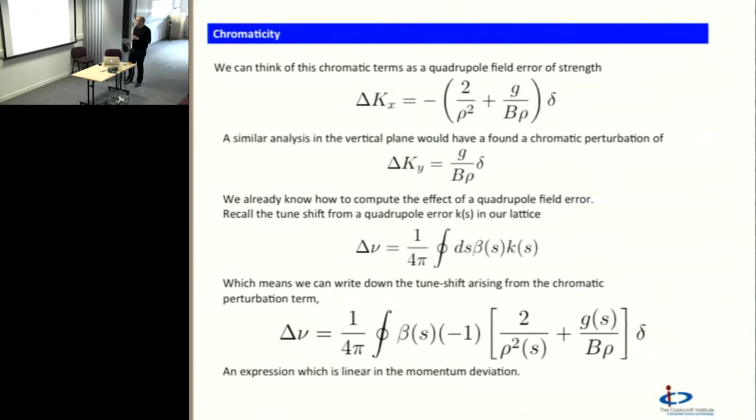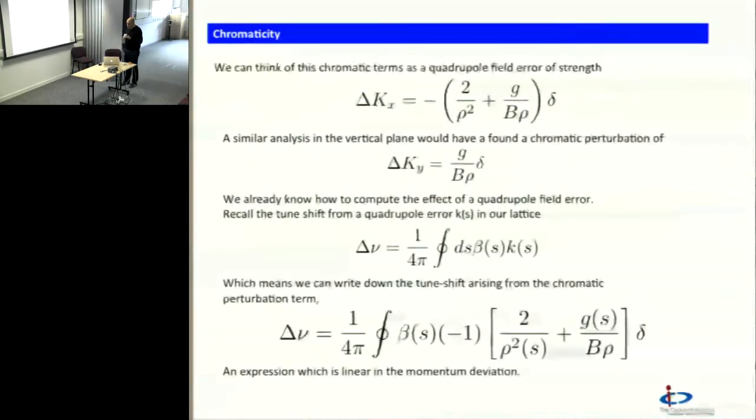So we know how to compute the effects of a quadrupole field error. We did it last week. Do you remember? We had a lattice with a one-turn map. We added in a quadrupole error via a matrix and extracted the tune shift by playing with the matrix at the end. So if we have a lattice with some quadrupole error in, we know what happens to the tune. We derived this expression: if we have a lattice with a quadrupole field error k of s, then the shift of the tune is the product of the beta and the k field error integrated over the lattice divided by 4 pi. That's what we did last week.